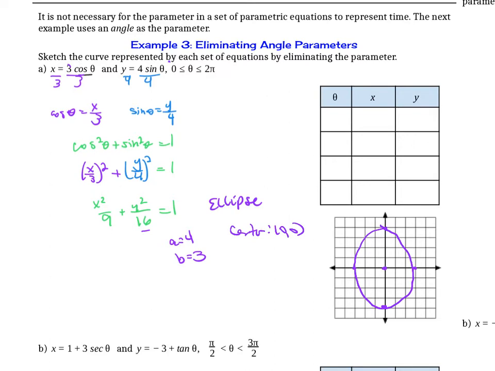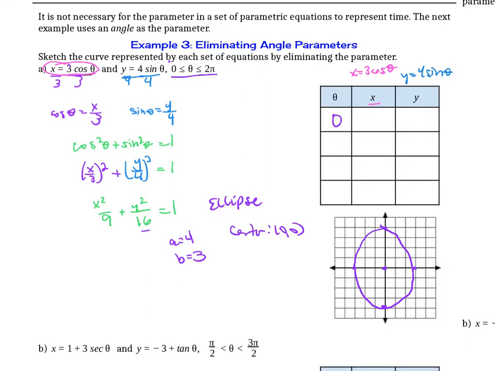Now we need to know what direction it moves. We know theta has to be between 0 and 2 pi. So here is 0, and again we're just plugging in. For our x value, we're plugging in theta, so x equals 3 cosine of theta. For our y values, y equals 4 sine of theta. So just plug in theta in each of these equations.